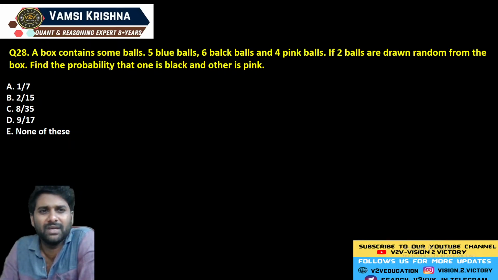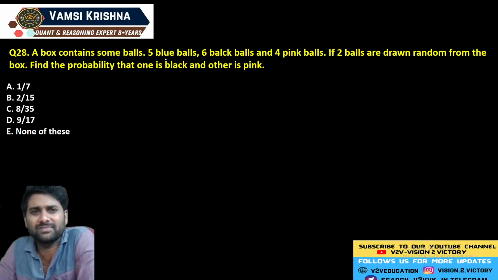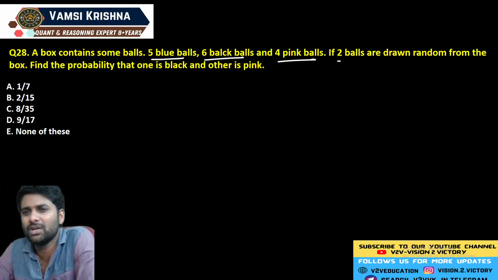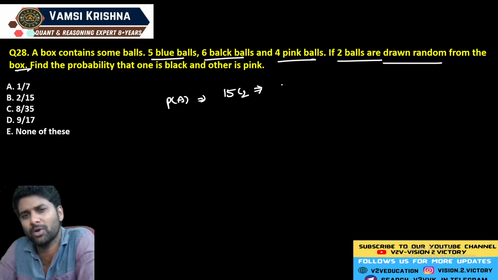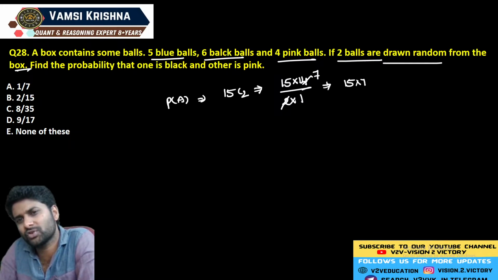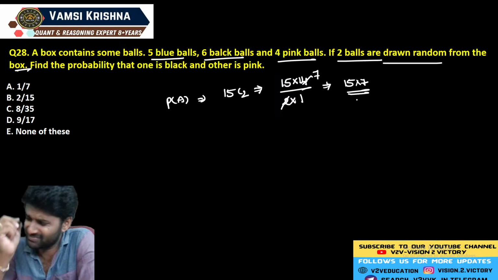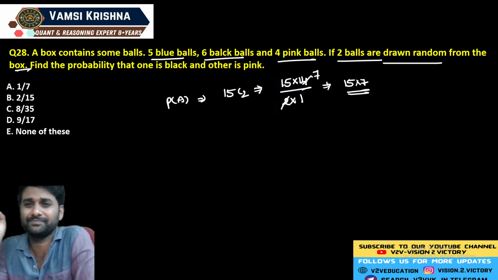See the question. A box contains some balls. There are 5 blue balls, 6 black balls, and 4 pink balls. 2 balls are drawn from the box. So guys, what is the probability of getting 2 balls? Out of 15 balls, 2 balls are drawn out. So what is the probability? 15C2. 15 into 14 divided by 2 into 1. So you will get 15 into 7. So the total number of cases is 105 cases, guys.